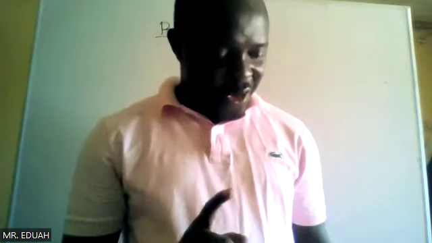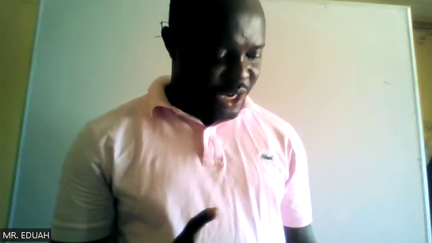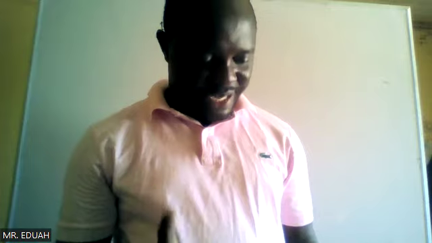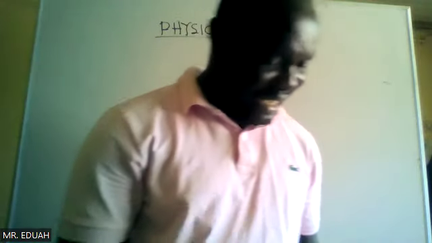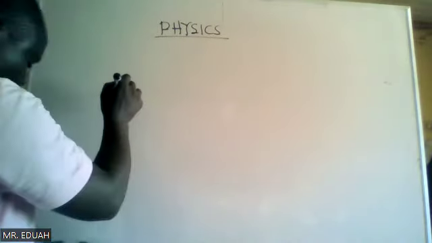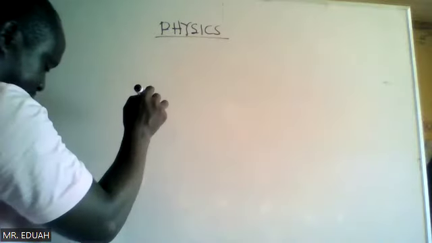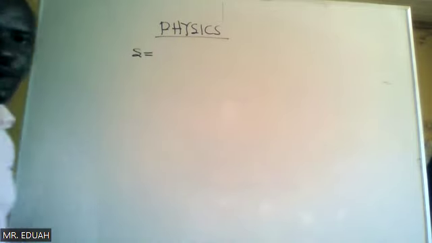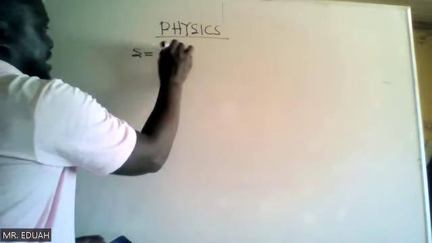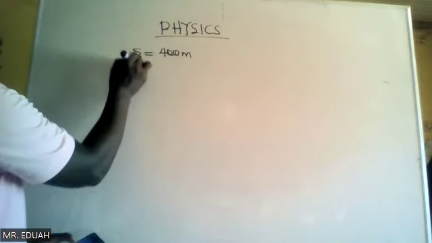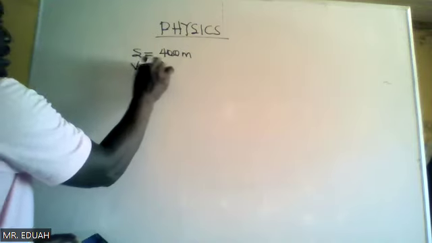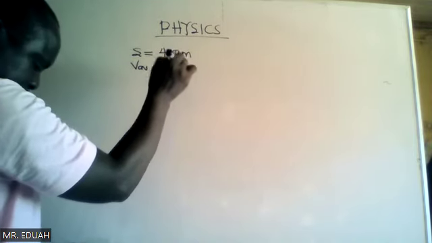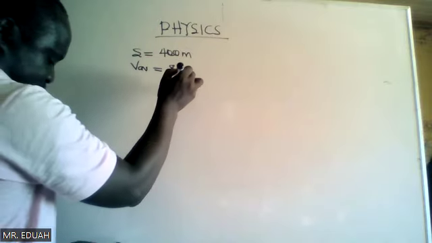So question 1: the average speed of a runner in a 400-meter race is 8 meters per second. So the distance in question is 400 meters, and the average speed, V average, we are told is 8 meters per second.